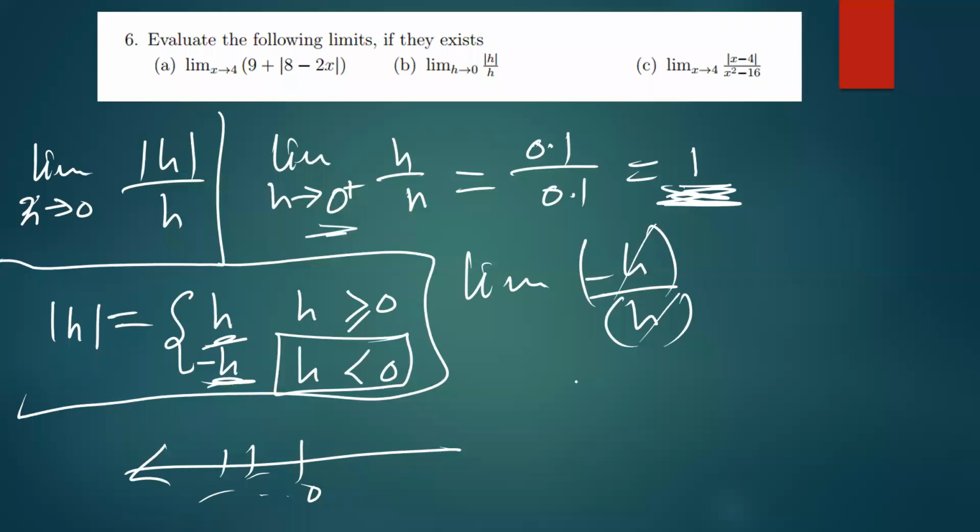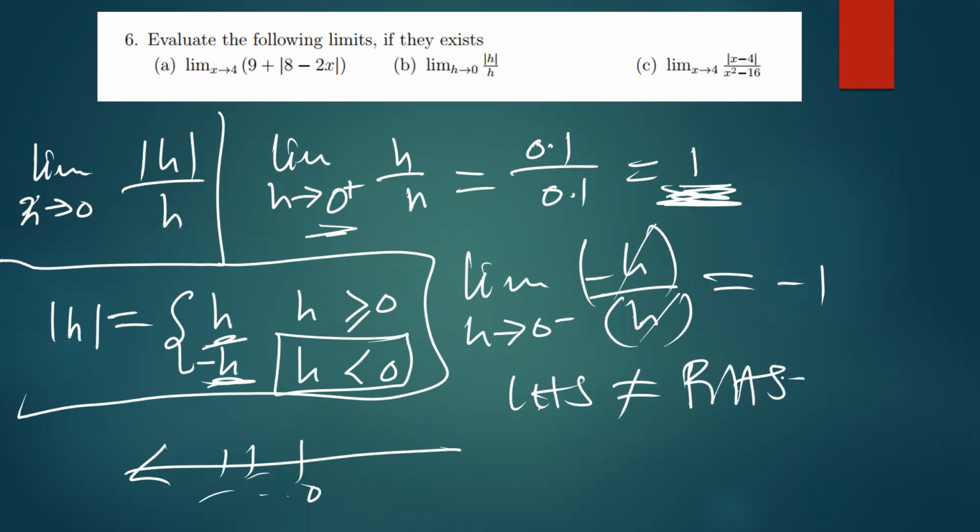So you can cancel that and cancel that. We're saying as h approaches 0 from the negative side, or from the left. So when you cancel that, this will be h into negative h, that will just give you negative 1. Now, since the left hand side is not equal to the right hand side, this tells us to say the limit of this expression does not exist.